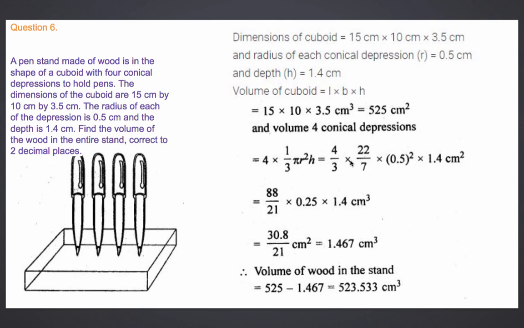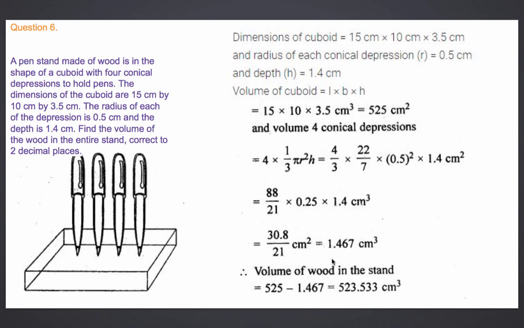So work out the calculations. It becomes 4 by 3, pi is 22 upon 7, r is given 0.5 square into height which is given 1.4. Again it is volume, so centimeter cube. I've corrected it, by mistake it was written differently. Now work out the calculations. This is what we get as the volume of 4 conical depressions. Total volume of cuboid is 525.